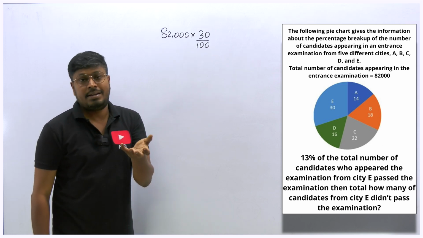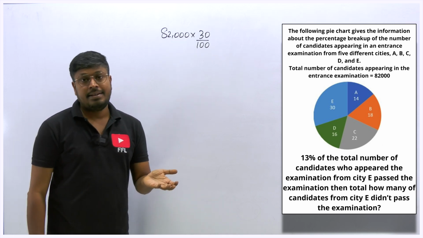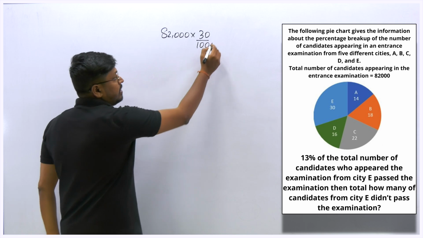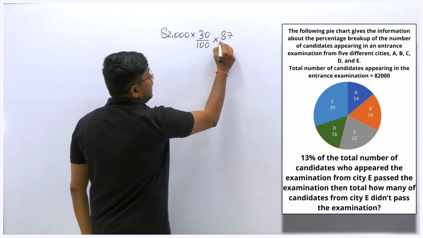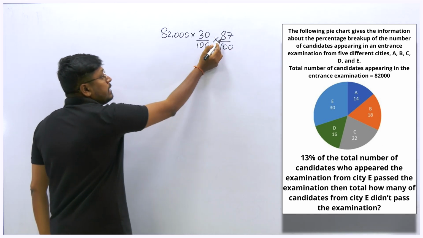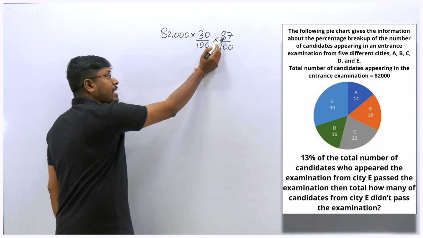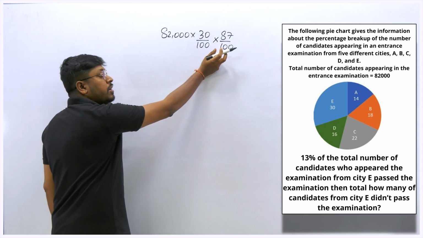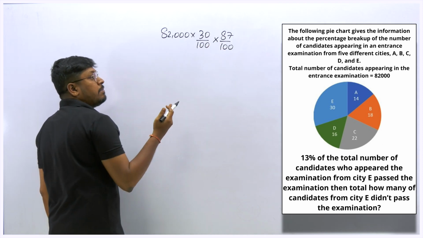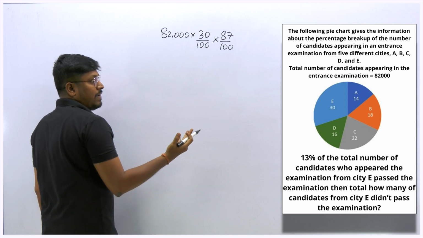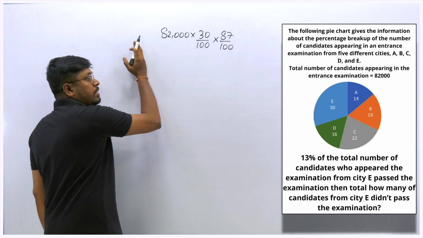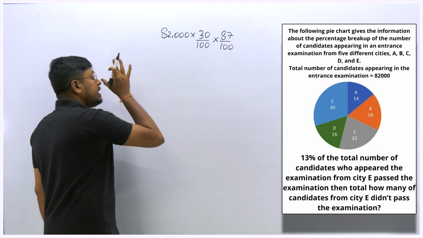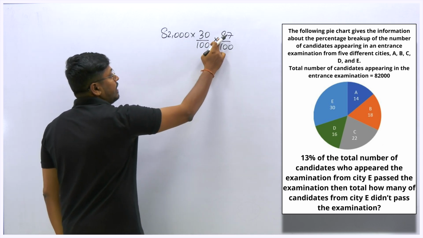So out of 100, if 13% passed, then the remaining 87 will have failed. And our target is to find the number of failed candidates. If they were asking for the number of candidates who passed, you could directly write 13 here. But according to the question, they are asking for the total number of candidates who do not pass, that means the failed candidates. So 100 minus the pass 13, the result will be 87. So 87 is the failed candidate.